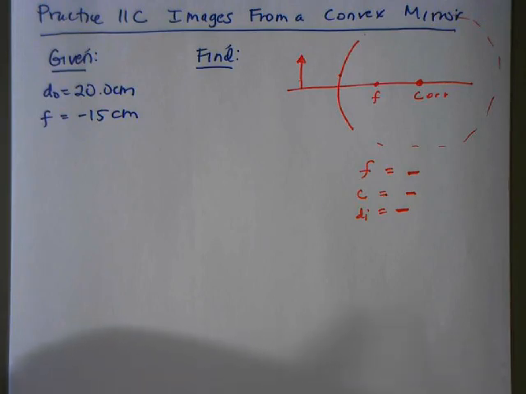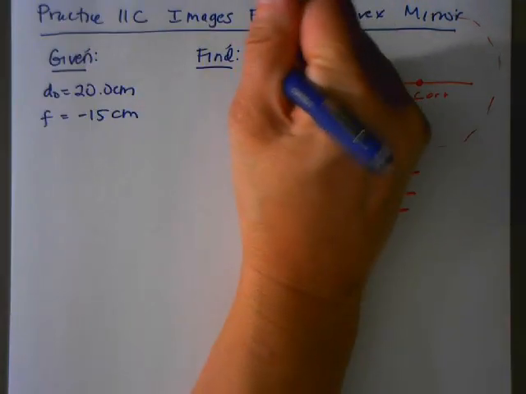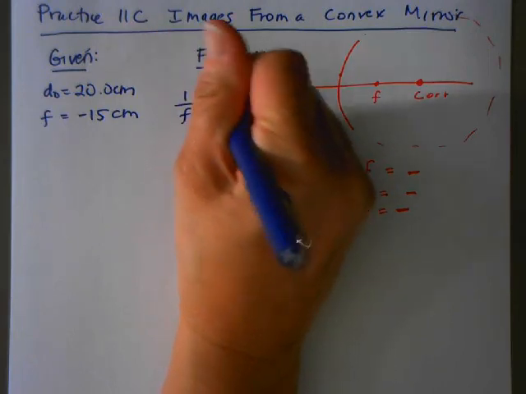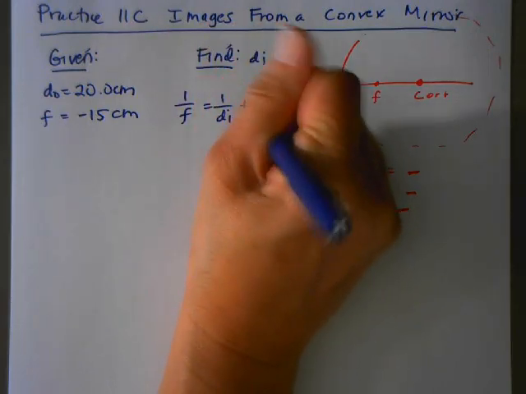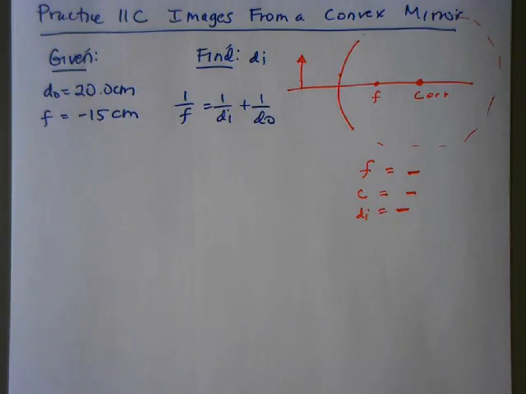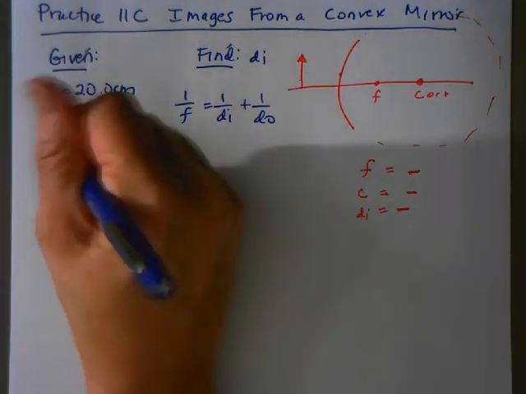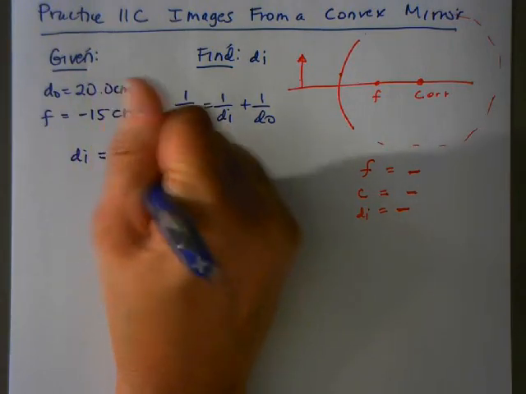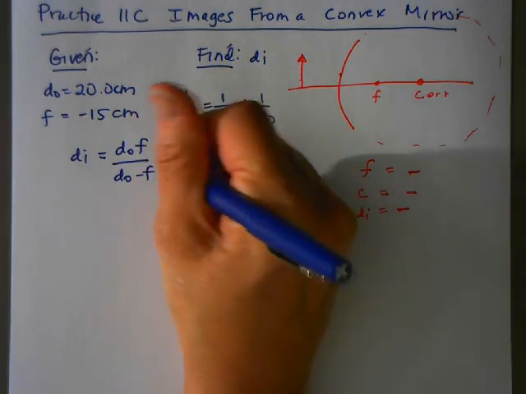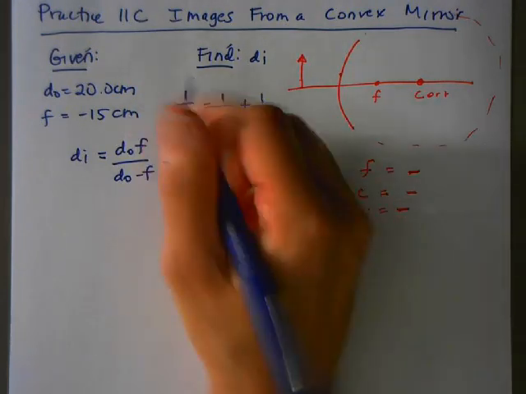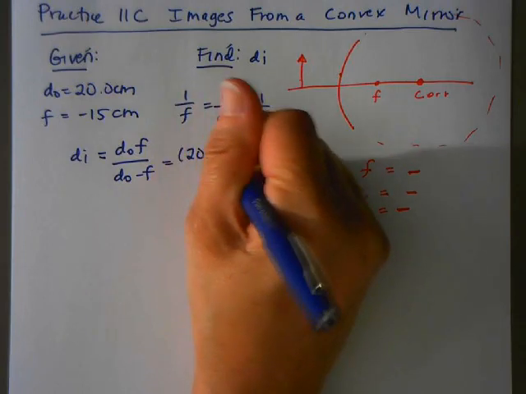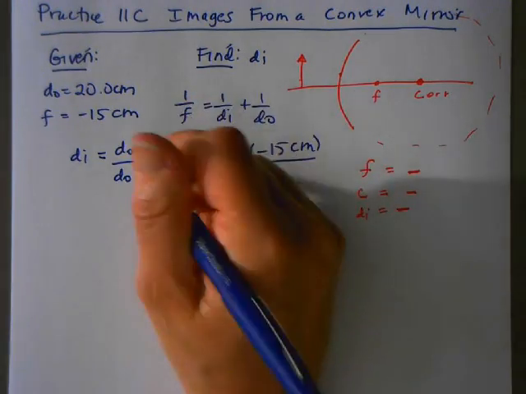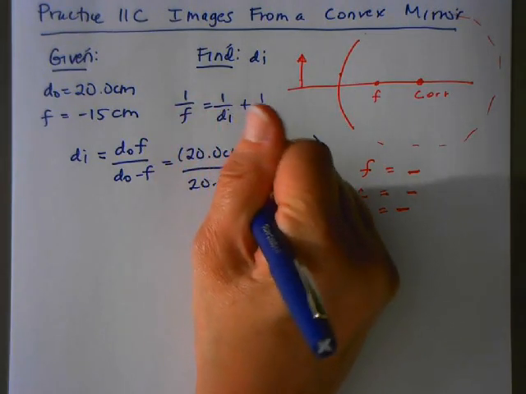So then it says locate the image. So that means I want to find DI. So our basic equation is 1 over F is 1 over DI plus 1 over DO. We're going to rearrange the equation to solve for the unknown in terms of the known. So DI is equal to DO F over DO minus F. So DO is going to be 20 times negative 15 divided by 20 minus 15.